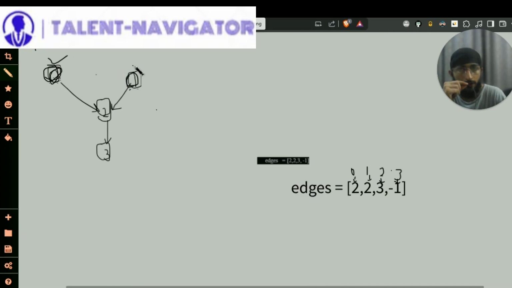So from this node and this node, we have to go for a maximum distance. So what would be the maximum distance? It would be till 3. So distance is equal to 2. So the maximum distance would be 2 here. And from 1 to 1, the maximum distance again would be 2 here.